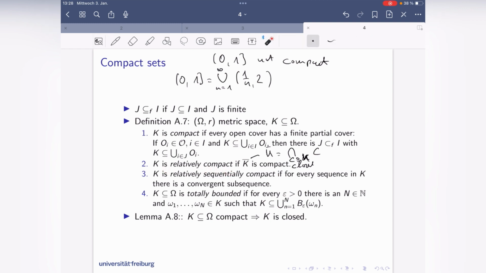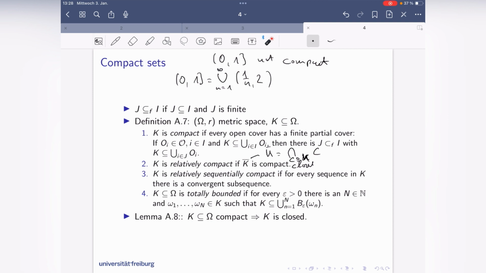Relatively compact if the closure of K is compact. We also need relatively sequentially compact if every sequence has a convergent subsequence. And I have to note that for the convergent subsequence, the limit point doesn't have to be in K, just in omega.